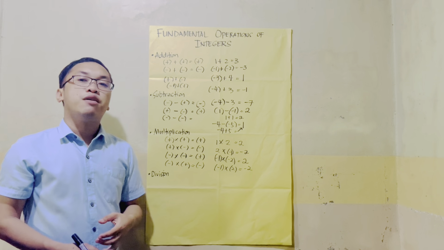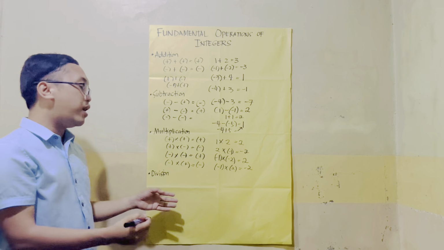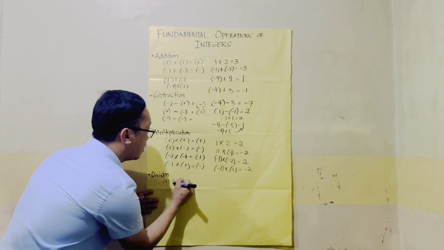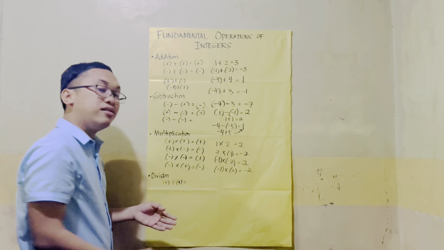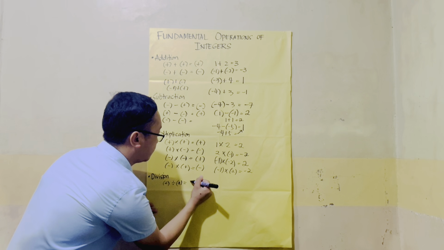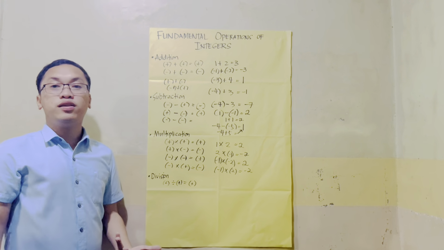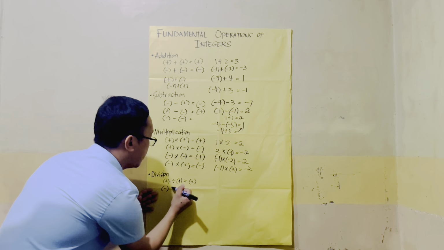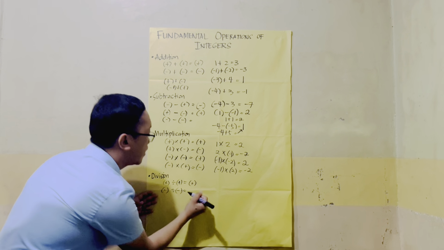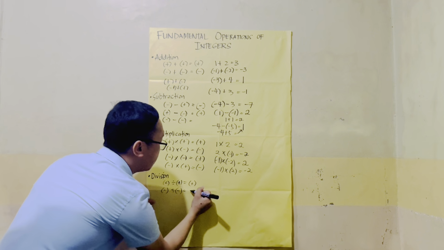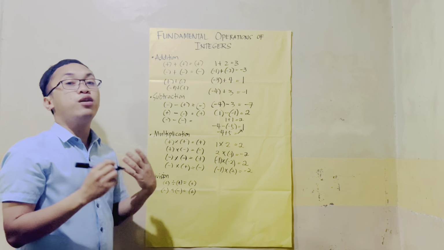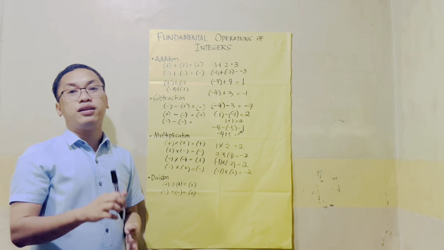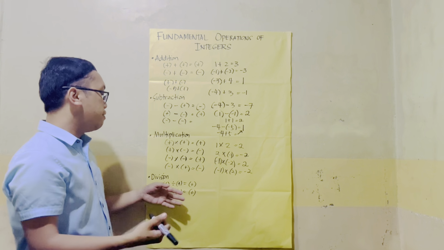For division, if you are going to divide two positive numbers, for example, positive divided by a positive number, the answer is a positive number. If we're going to divide two negative numbers, for example, negative divided by negative, the answer is a positive number as well. And if we're going to divide where either the numerator is positive or negative, and then the denominator is the opposite sign, the answer is negative.